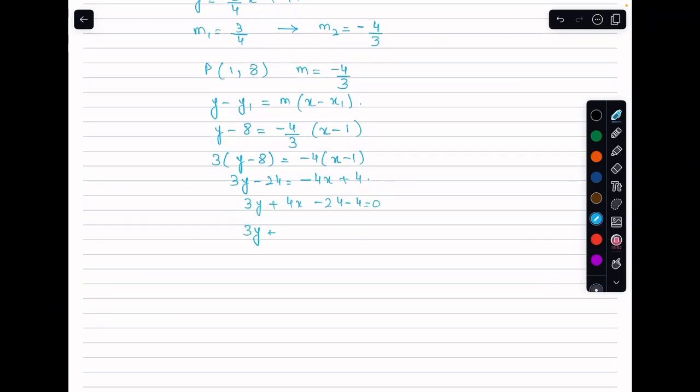And the required line equation is 3y plus 4x minus 28 equals 0. So this is the line equation that we can have for the line passing through the point 1 comma 8, having the gradient negative 4 by 3.